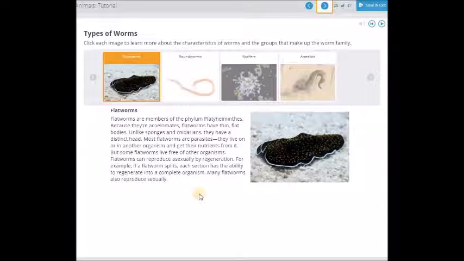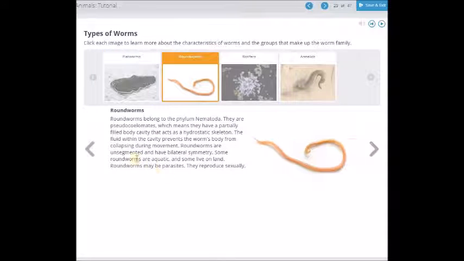Flatworms can reproduce either sexually or asexually. If it gets split in half, each half can regenerate, but they also have the ability to reproduce sexually.